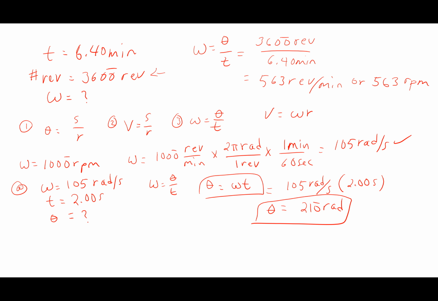Now the B part says find the angular displacement in 2 seconds. You know what? I'm sorry, I just worked the B part. The A part was converting it to rads per second. This was A. This was B. And this is C. When I was reading 2 seconds, we just did that. Find the linear speed of a point on the rim of the wheel.